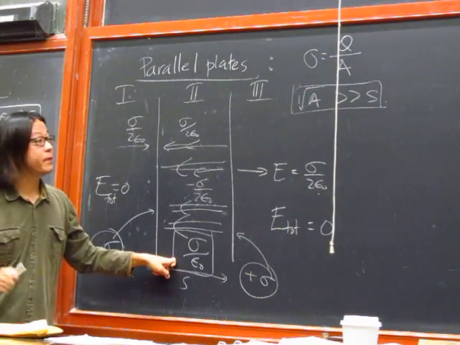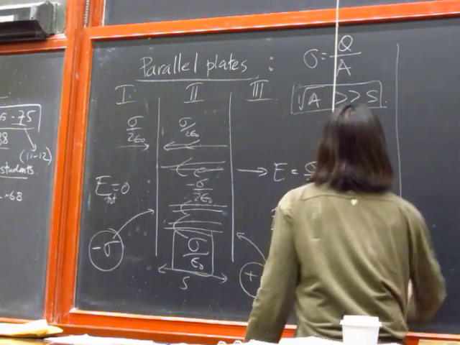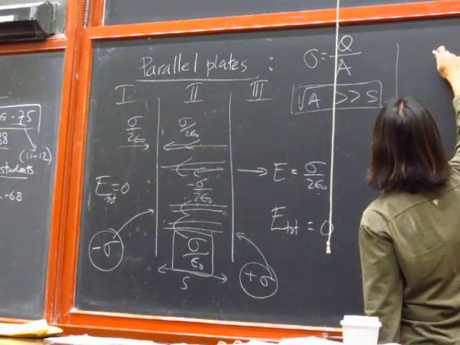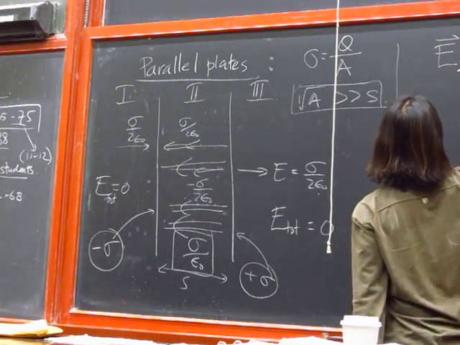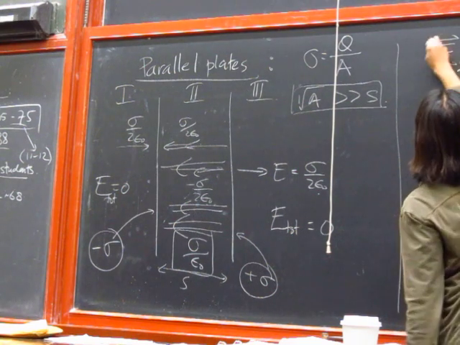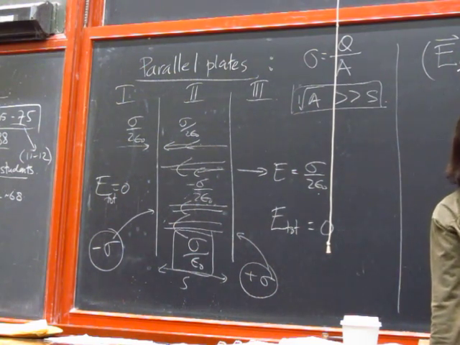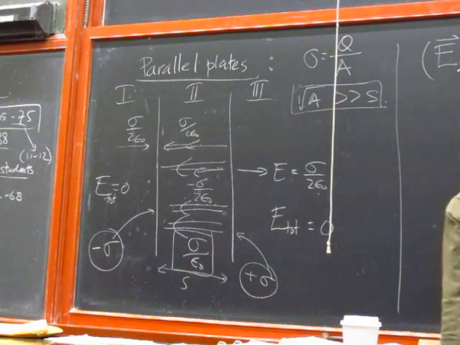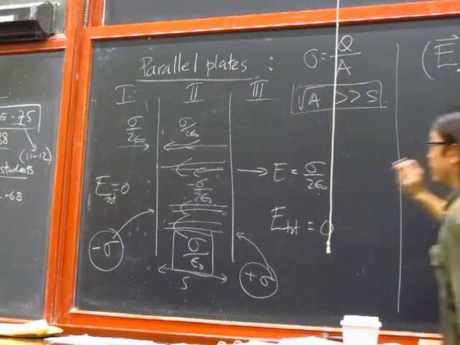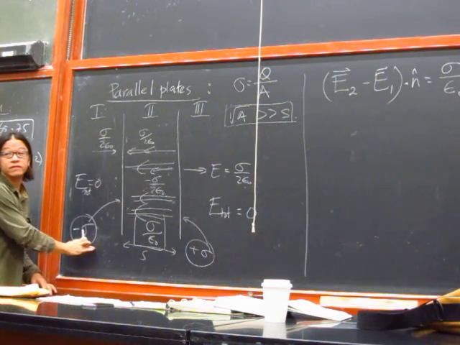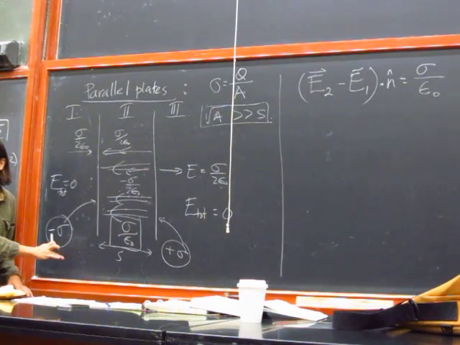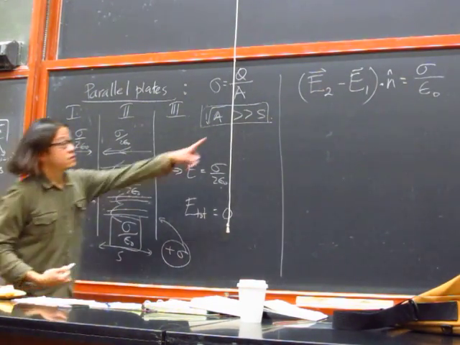Make sure that you check the boundary condition, which is always true for electrostatics. The boundary condition is that E3 minus E1 in the normal direction has to equal the surface charge density divided by epsilon naught. In this case it's true: 0 here, sigma over epsilon naught, and then 0 here. So this is true.